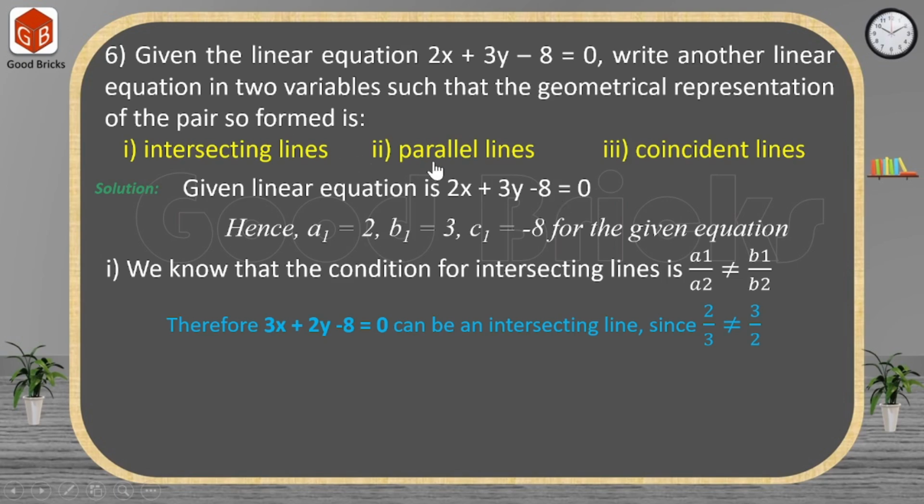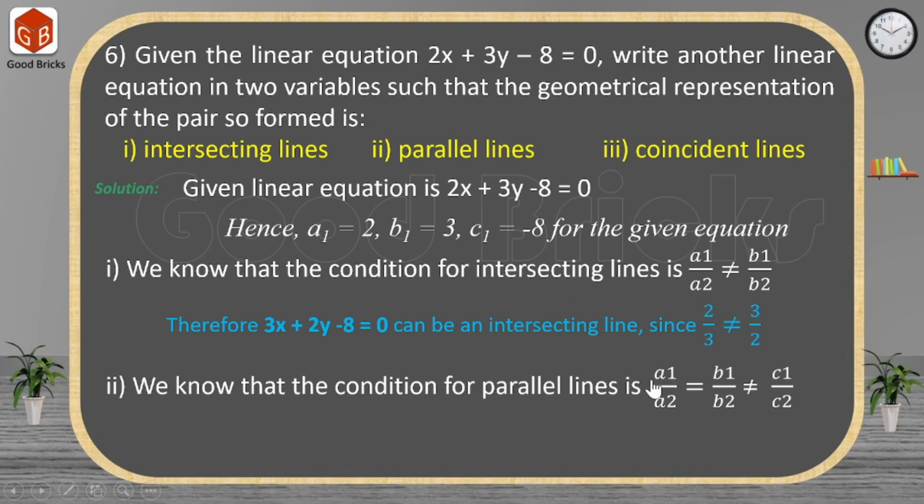Now second question, we need to write parallel lines. Again we have the condition. What is that? a1/a2 = b1/b2 but not equal to c1/c2. So to meet this condition, we have written here one more equation. And if you see here, 2/4, 3/6 and -8/12, these are the ratios.